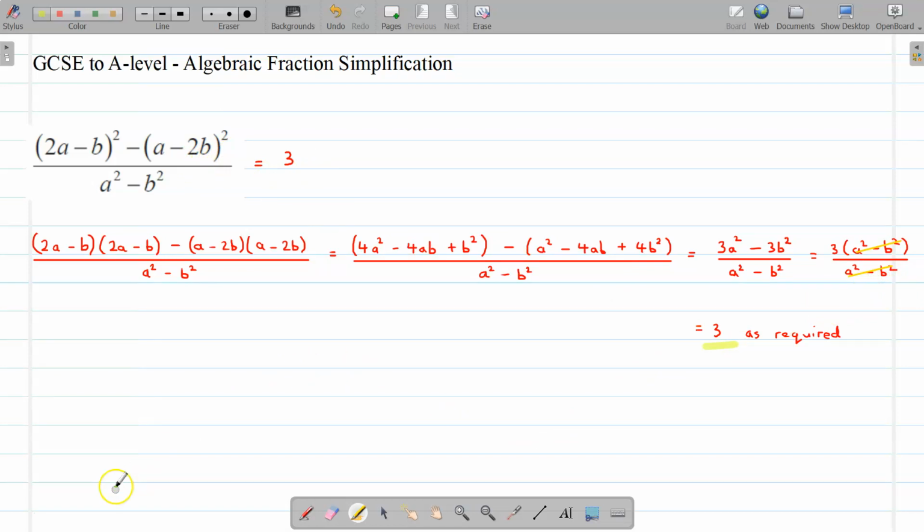So an interesting little problem using algebraic fractions and the use of a negative sign in front of brackets, which you've just got to be really careful with when you're doing that.